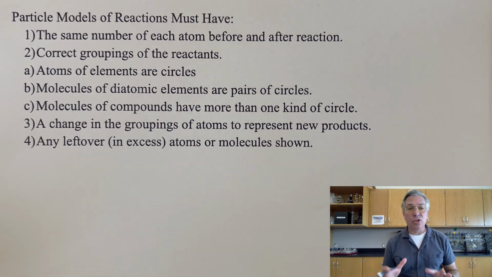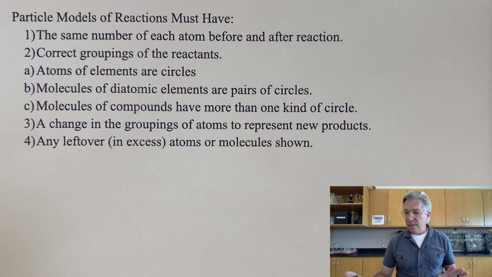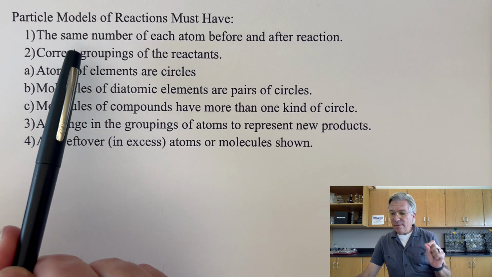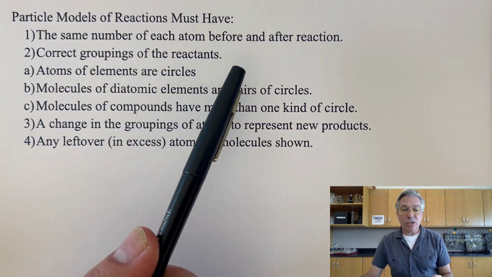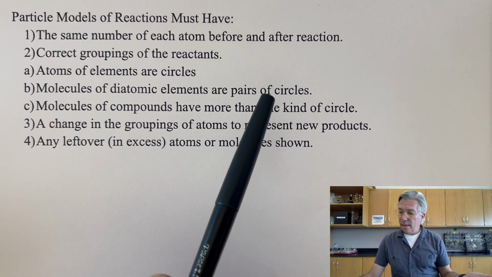So you're going to be asked to choose which is the best particle model. You might have to draw one and that kind of thing. But particle models need to have the same number of each atom before and after reaction. You have to be there. Otherwise, you're going to get the question wrong or choose the wrong one at the end.